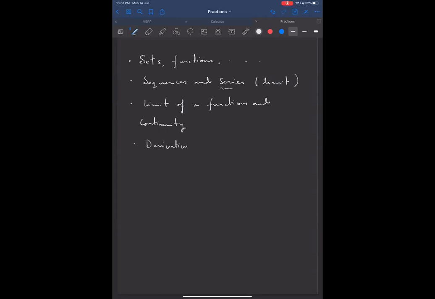Derivatives. At last. Riemann, then the fundamental theorems. Yeah, and there are many important theorems, a whole process, but yeah, this is the main outline of things.